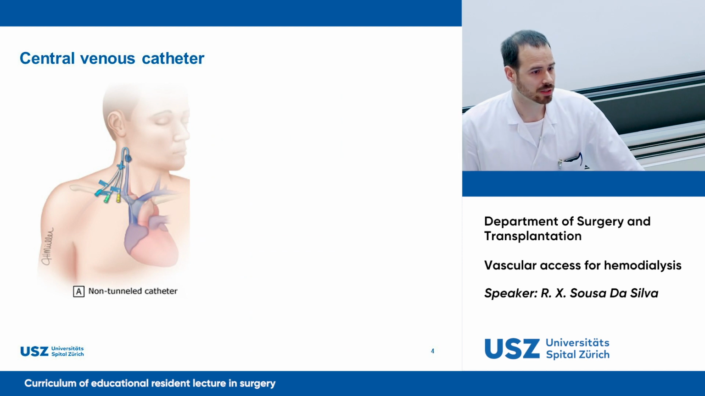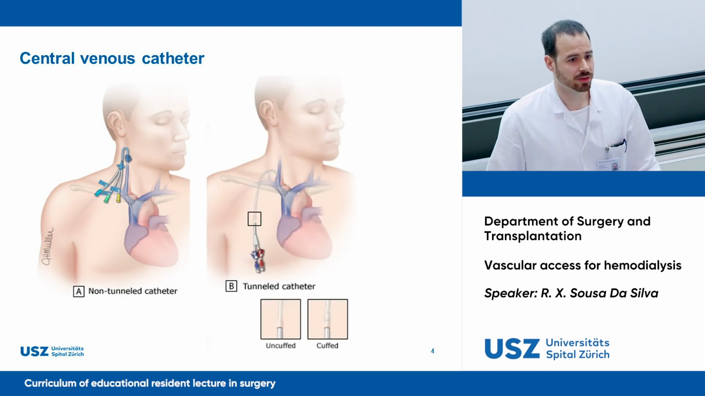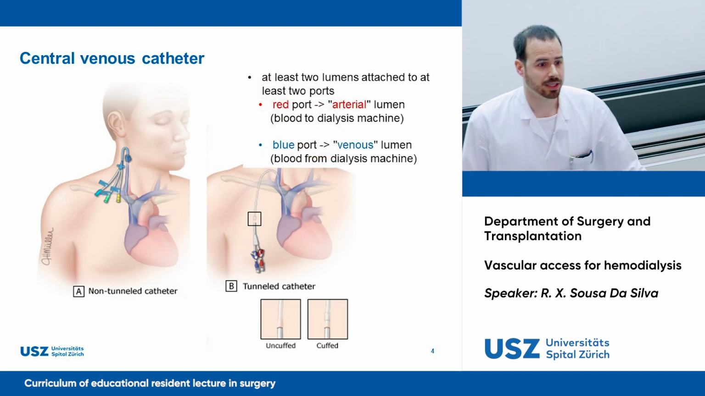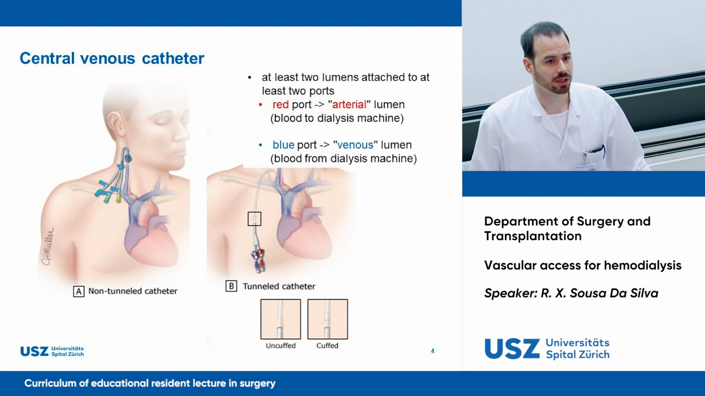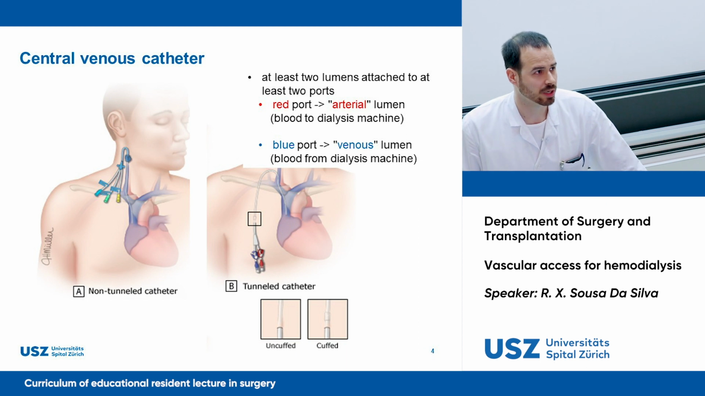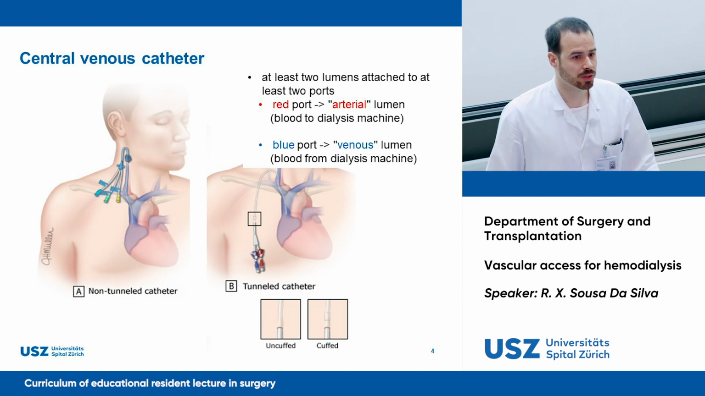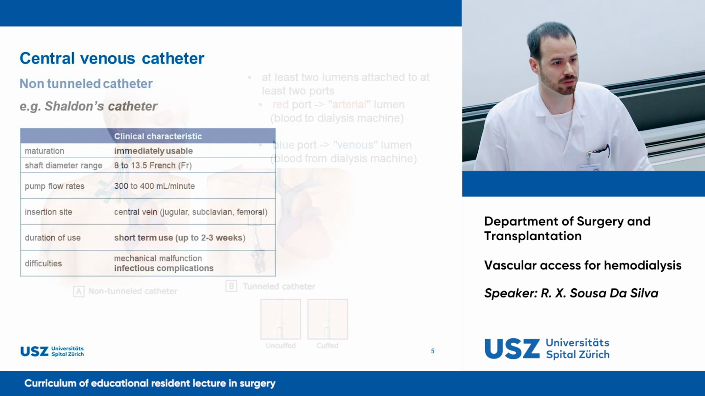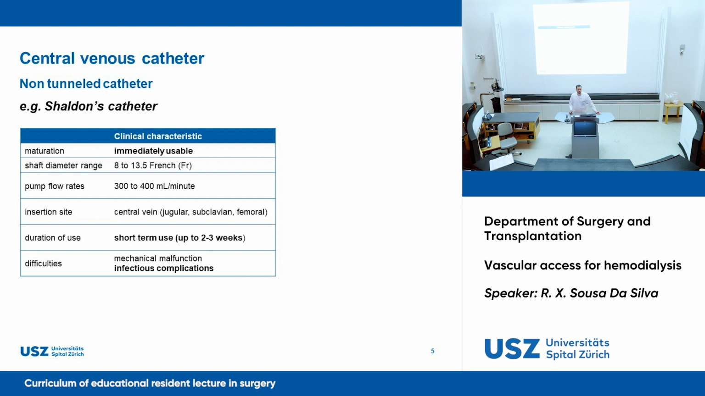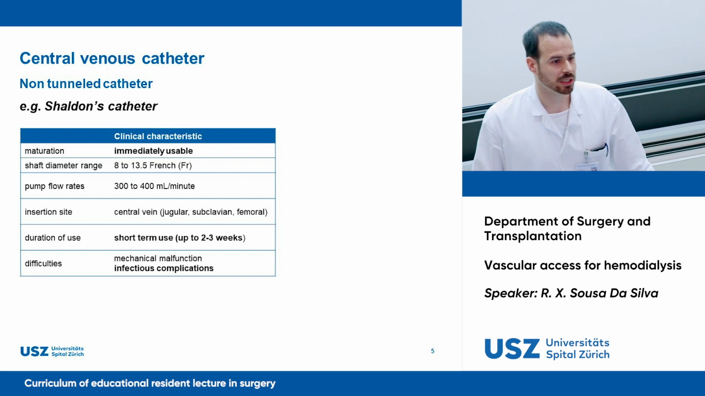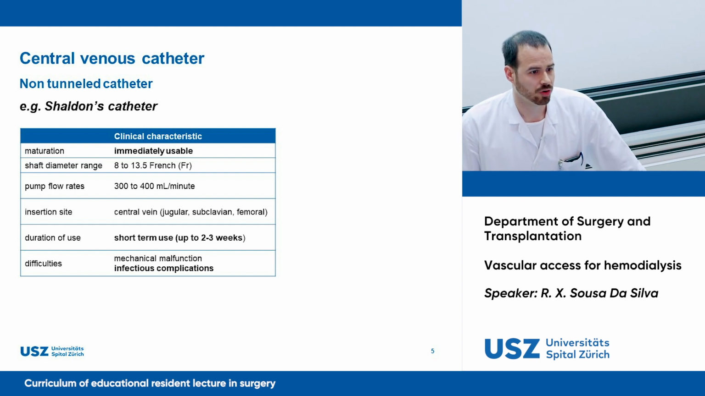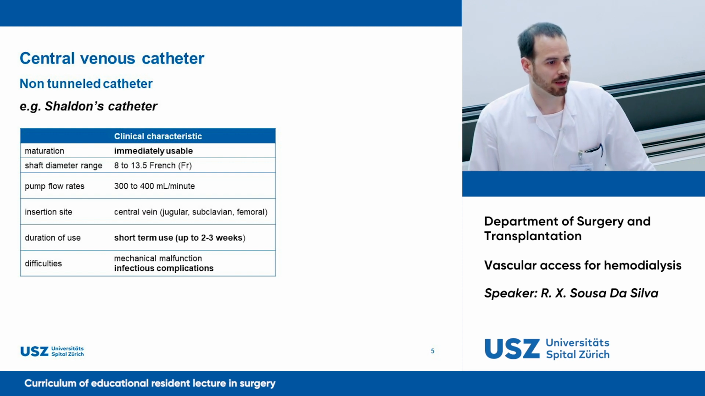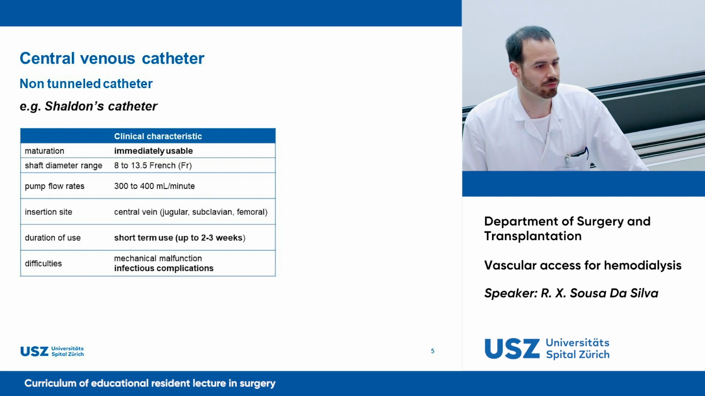So there are non-tunneled catheters. There are tunneled catheters, uncuffed or cuffed. And in each case, you have at least 2 lumens attached to at least 2 ports. Red means the blood flow goes towards the dialysis machine, and blue means the blood goes towards the patient. An example for a non-tunneled catheter is the Sheldon catheter. It needs no maturation, you can use it immediately, but it has a short duration of use, about 2 or 3 weeks, and it has a higher risk of infectious complications.